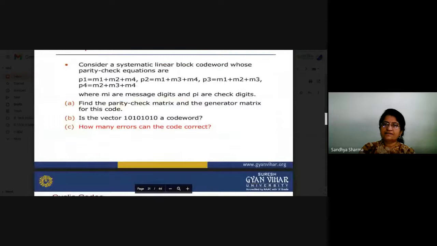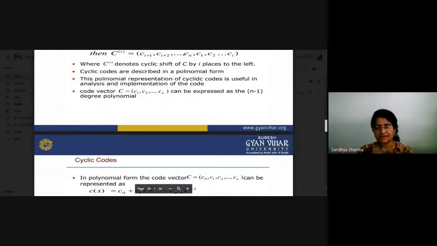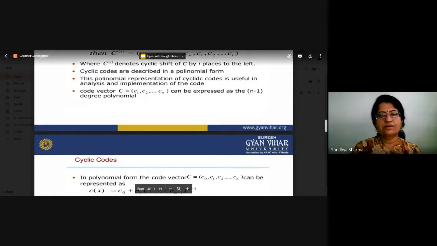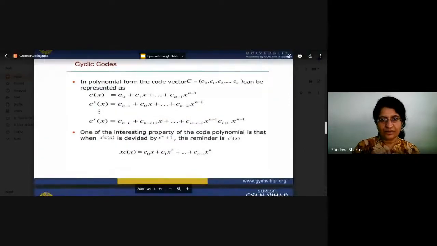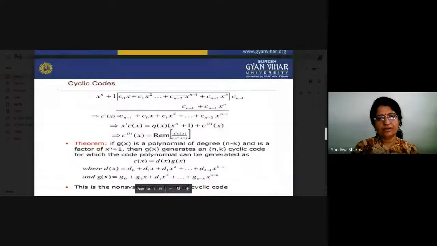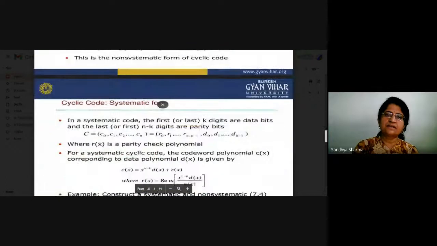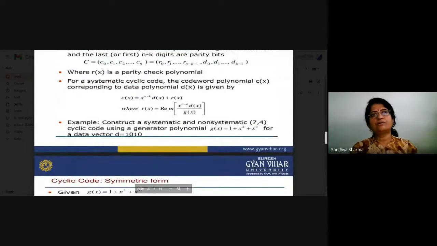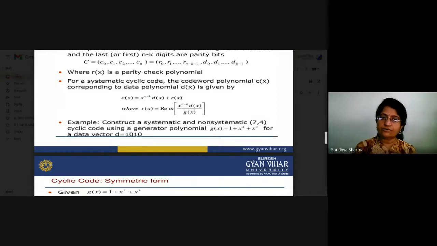Now we will see the cyclic code. It is basically represented like a circle, and you can shift your C by i places to the left side. So you can also represent it in different polynomial forms. Cyclic codes are generally in systematic and non-systematic format. In the non-systematic format, the first four bits are not exactly equal to the data bits, but in systematic cyclic codes, the initial four or three bits are equal to the data word, and the remaining bits work like parity bits.